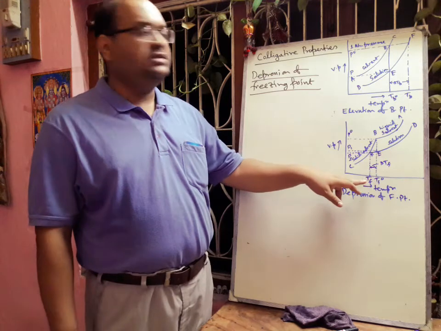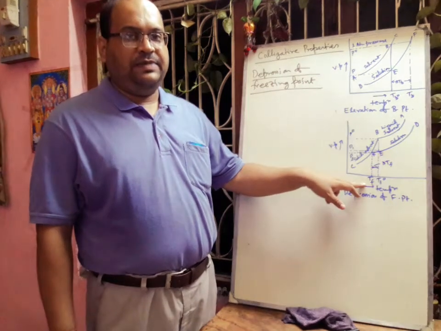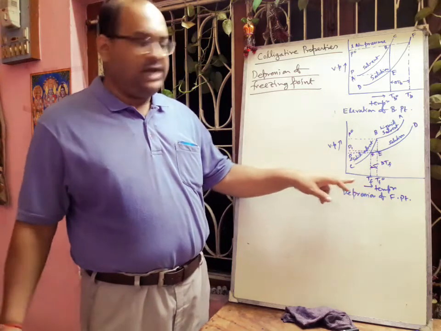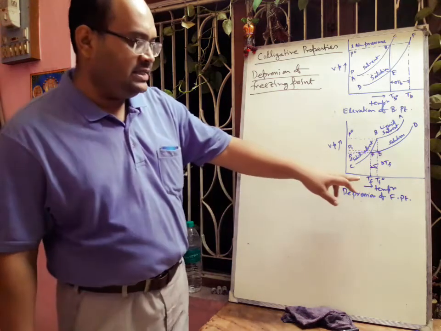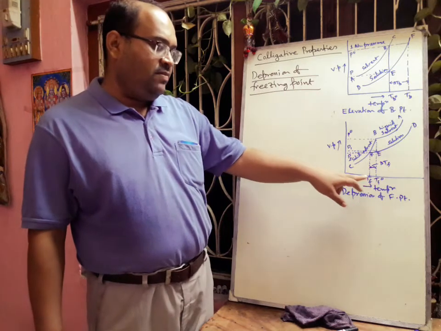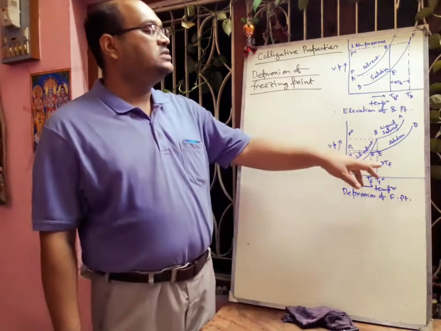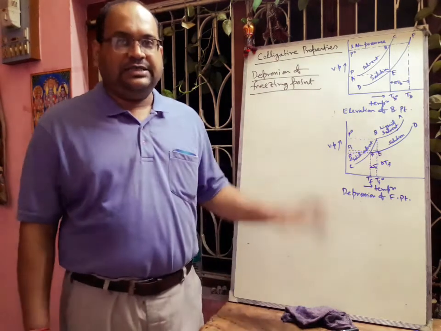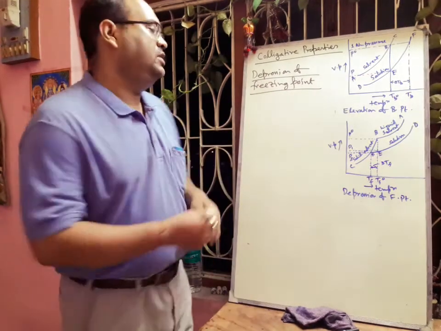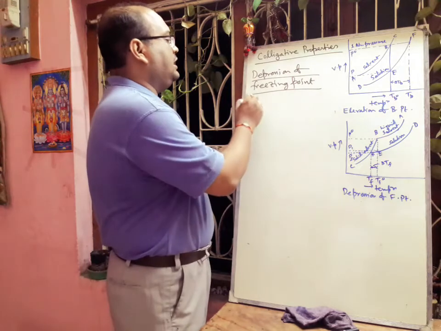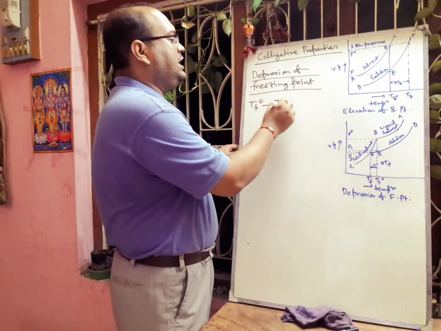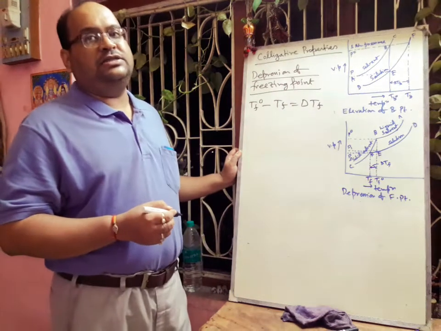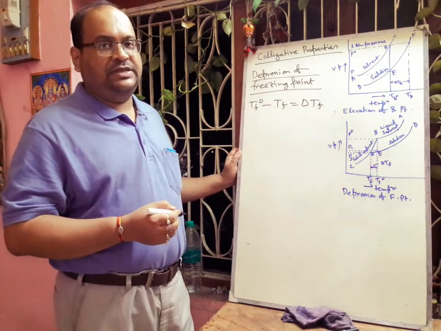So here you can understand that for the pure solvent with vapor pressure P0 the freezing point is TF0, and in case of solution TF is the freezing point. From this figure it is clear that the difference, TF0 minus TF, is called delta TF, and delta TF represents the depression of the freezing point. So we can write TF0 minus TF is equal to delta TF, and this delta TF is called the depression of freezing point.